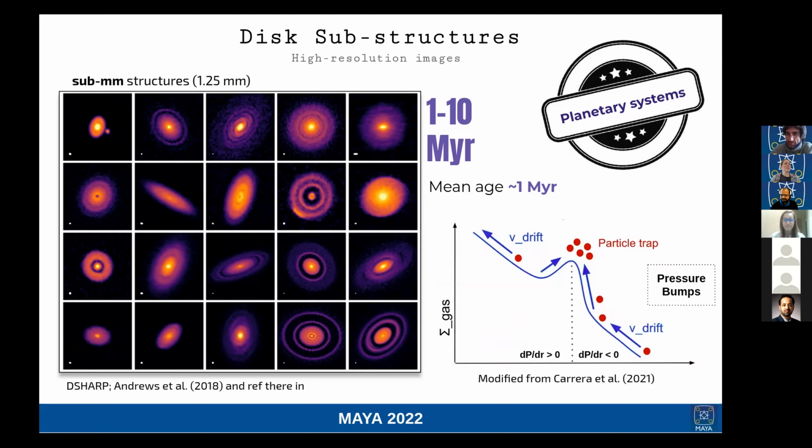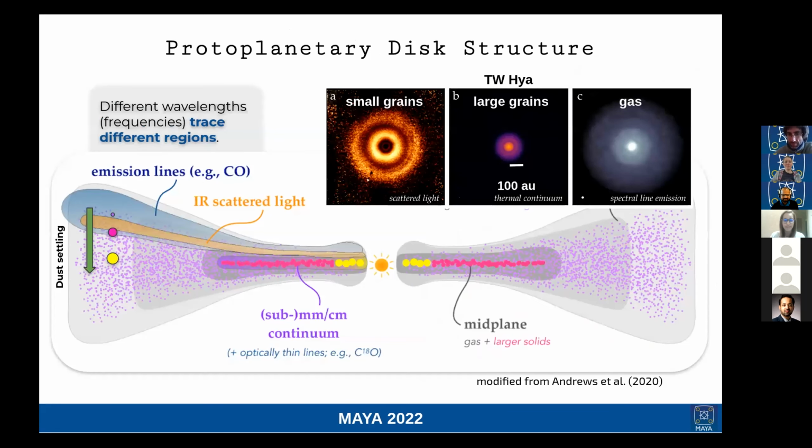Great, I think we have time for one more question. Yeah, there is one more question. Is there some material lost away in the disk evolution, or is all the material accreted into the star and planets?